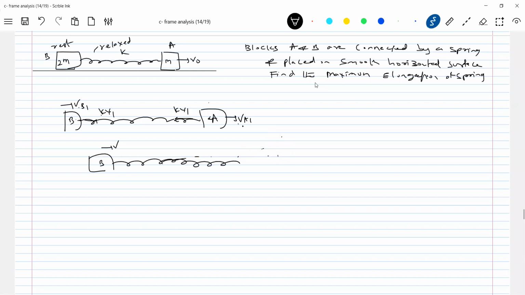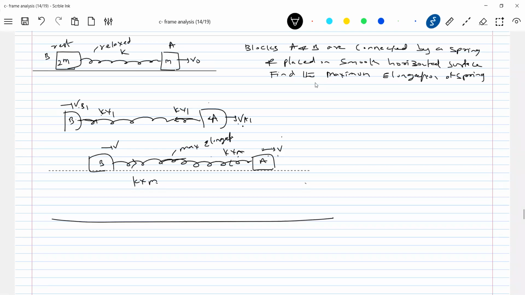Drawing diagrams is not that easy. So finally, what will happen? We'll get this one. They will have a common velocity, and the elongation of the spring will be maximum. This is maximum elongation, which we have already discussed. At maximum elongation or compression, both will have a common velocity. Do you agree with this? So this is what happens.